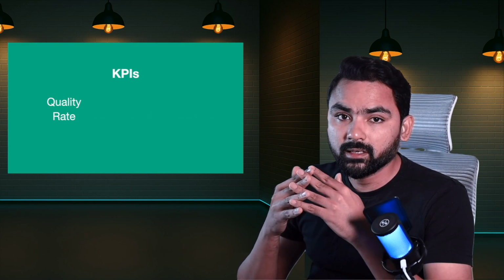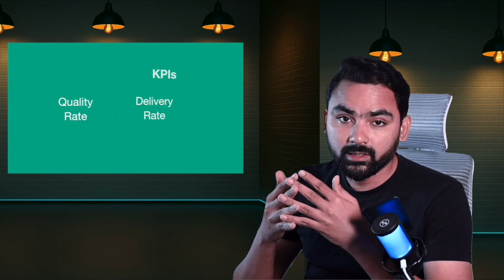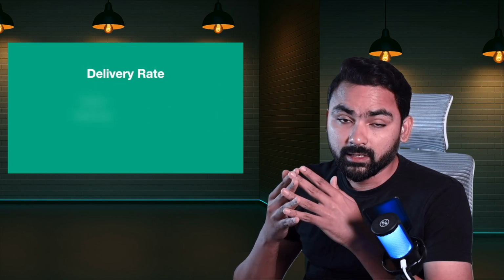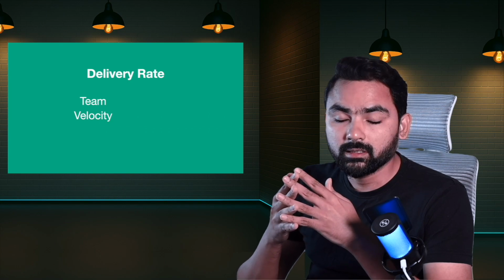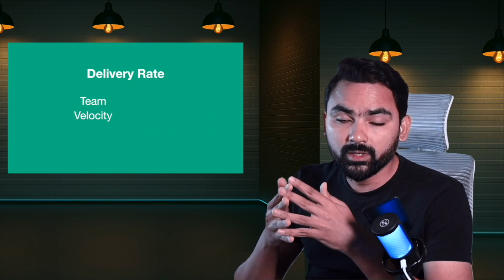And next in the KPI comes the delivery rate. What I feel is the team velocity. It is always recommended that we make sure the team does not overcommit in a respective sprint or time frame. How can we make sure?